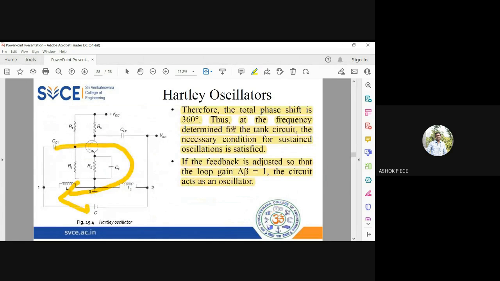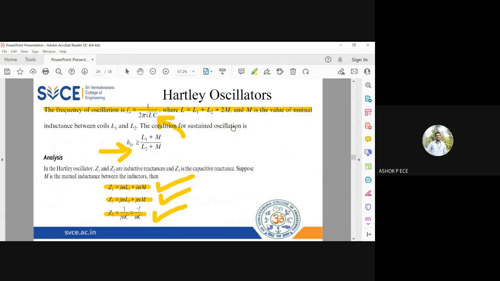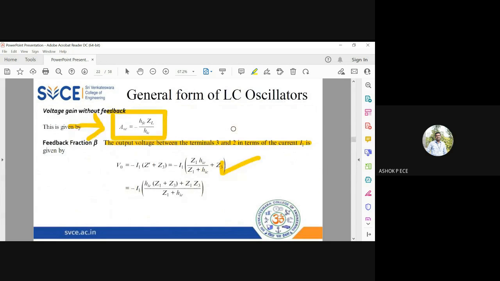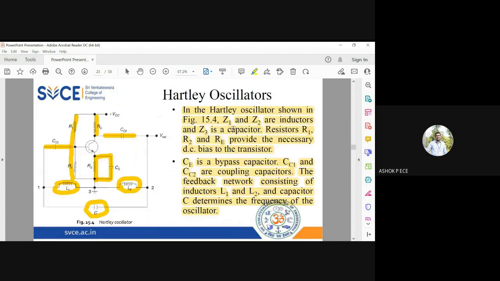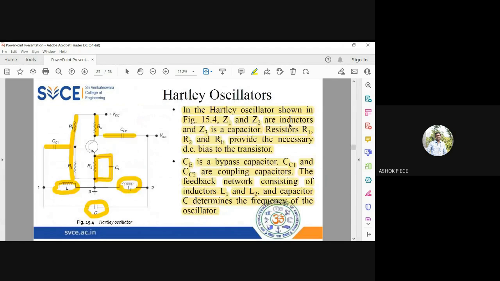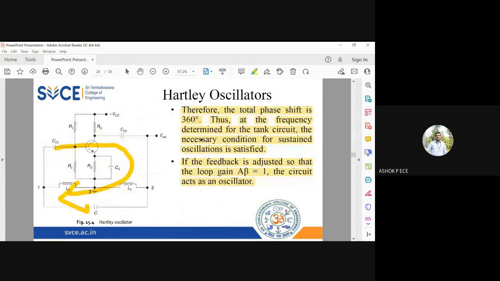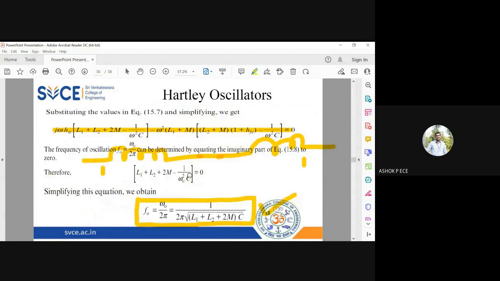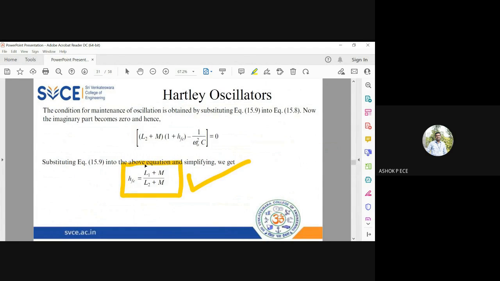So remember, I again said this in class. If the question is asked for 16 marks, Hartley oscillator completely in part B, then you have to derive this general form of LC oscillators in a very short form and then concentrate on your Hartley oscillator. 16 marks means 4 marks for the general form of LC oscillators, 12 marks for the Hartley oscillator. Of the 12 marks, 6 marks will be for your diagram and explanation, 3 marks will be for deriving the frequency of oscillation F naught, and 3 marks will be for deriving the gain of your amplifier.